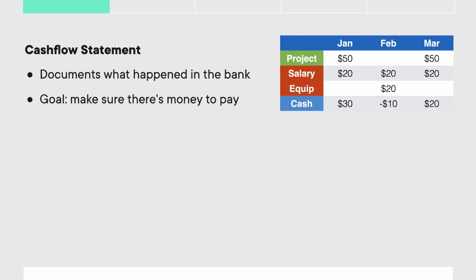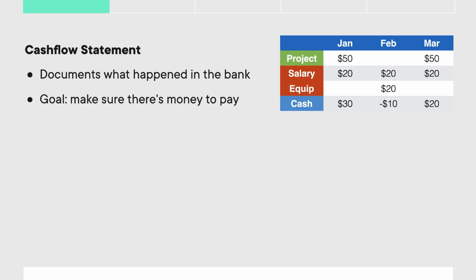Now let's see what happened in February. In February, we didn't get any money, and we still had to pay ourselves the $20 salary. But also, let's imagine our computer crashed and we had to buy new equipment. So we had no revenue in February, and we had $40 of expenses. That actually puts us in a hole, a $10 debt, which is a big problem.